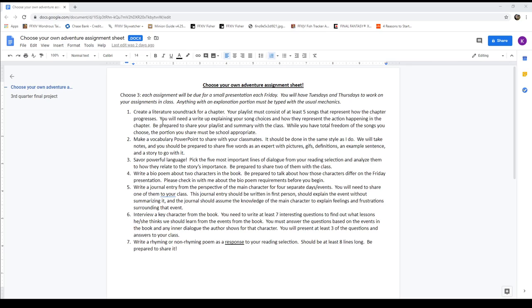So the first one that you could have chosen to do is to create a literature soundtrack. You have the entire library, your Spotify, your Pandora, whatever it is that you listen to your music through. It's all at your disposal. My only thing is that it does have to be school appropriate. Now, your songs need to represent how the chapter progresses.